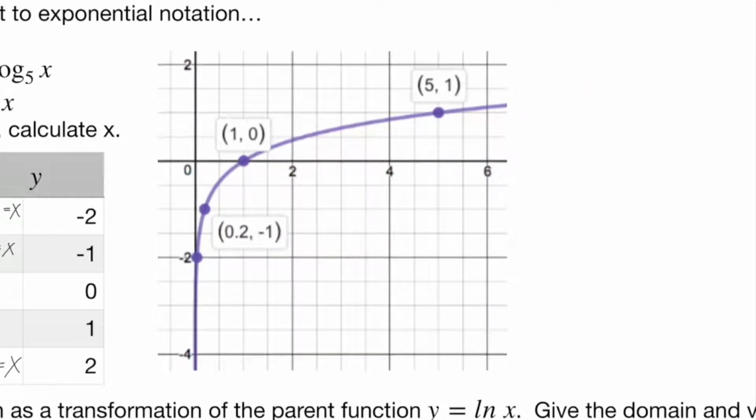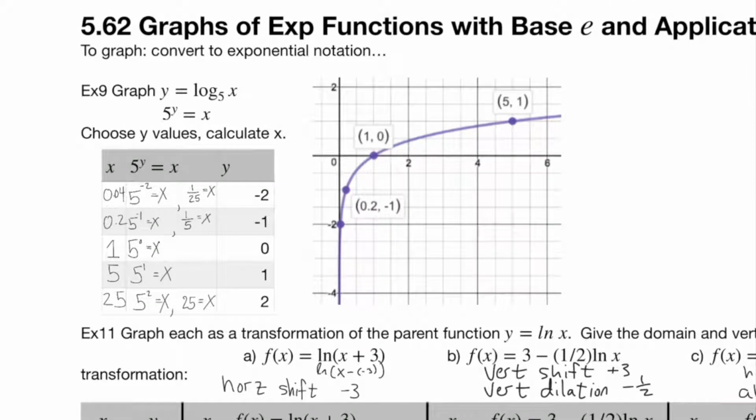When you graph these, it looks like this. It's a flipped exponential function. This log right here is the graph. And as you can see, we plotted the points. 1, 0 is right here. 5, 1 is right here. And 0.2, -1 is right here. This would be 0.04, -2.